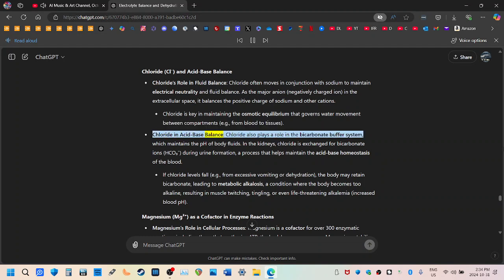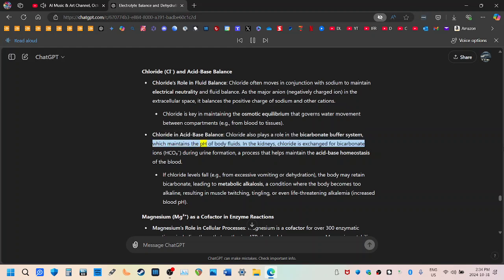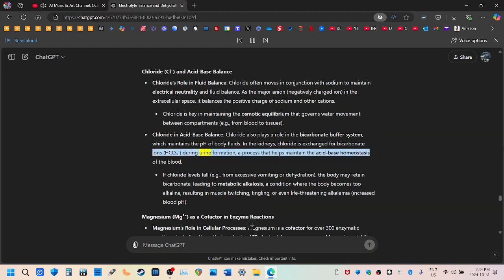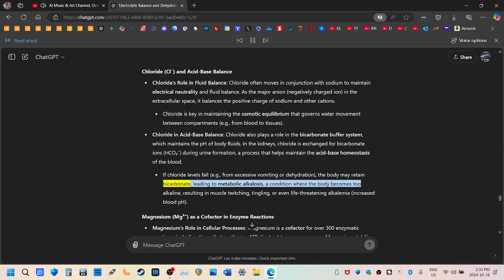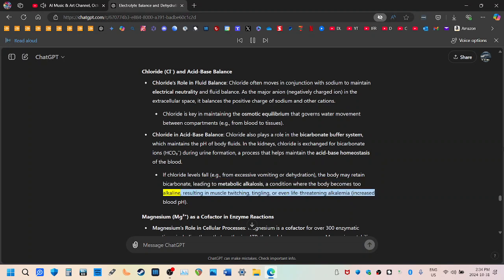Chloride in acid-base balance. Chloride also plays a role in the bicarbonate buffer system, which maintains the pH of body fluids. In the kidneys, chloride is exchanged for bicarbonate ions (HCO3-) during urine formation, a process that helps maintain the acid-base homeostasis of the blood. If chloride levels fall, e.g., from excessive vomiting or dehydration, the body may retain bicarbonate, leading to metabolic alkalosis, a condition where the body becomes too alkaline, resulting in muscle twitching, tingling, or even life-threatening alkalemia, increased blood pH.